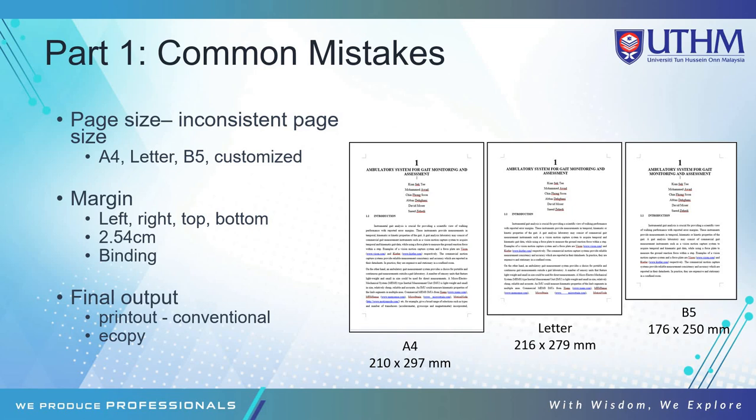Conventionally, the final output is a printout, the hard copy, in the form of a book or a magazine. Today, the output could be in the form of e-copy, published online. The paper size, either A4, letter, B5 or customized size, is decided by the publisher or institute. Please read the guideline provided by them. It could be due to ignorance that the student misses the paper size, written in letter size, but printed in A4 size, ending up in awkward appearance.